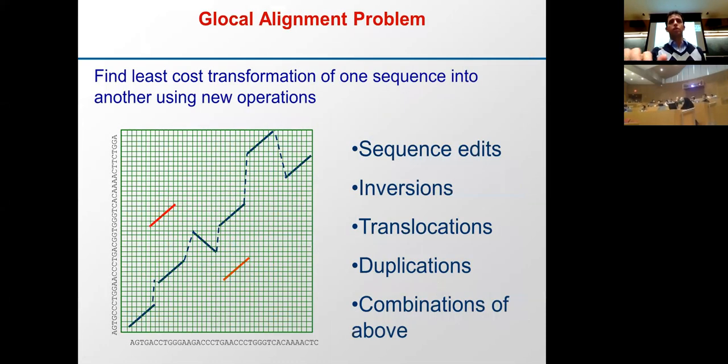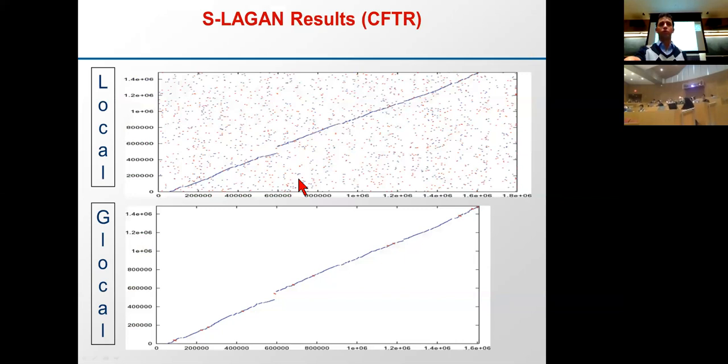Basically, the goal is to bridge the gap between those and tolerate not just sequence edits, but also inversions, translocations, duplications, and any combination of the above. So what you're trying to do with a glocal alignment is to find the least cost transformation of one sequence into another sequence using all these additional operations. And maybe the right answer is that you have a duplication there, an inversion here, a translocation there, where this segment went after that segment, and so on and so forth.